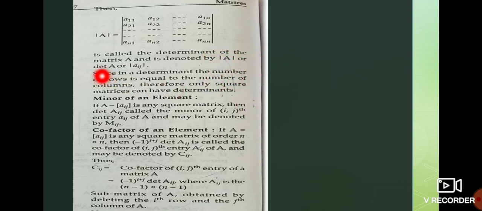It is denoted by determinant of A, or det A. Since in a determinant the number of rows is equal to the number of columns, only a square matrix can have a determinant. So students, stop here.